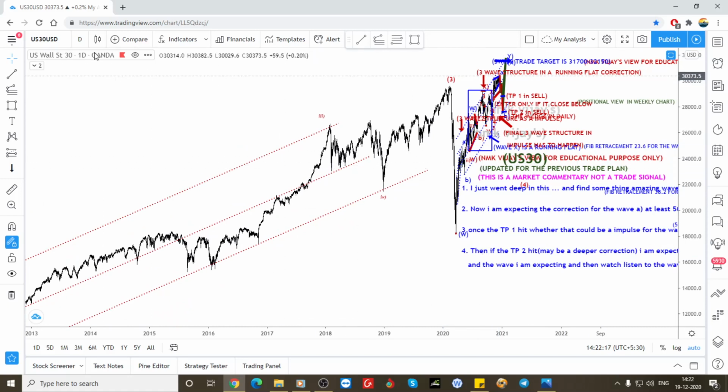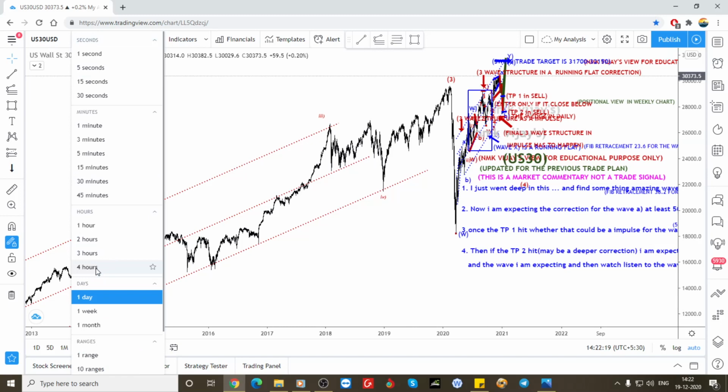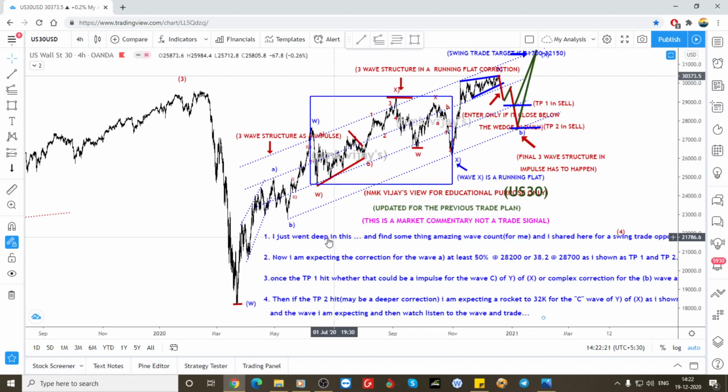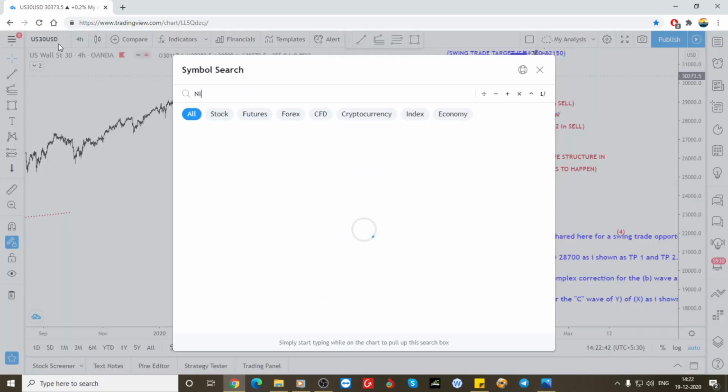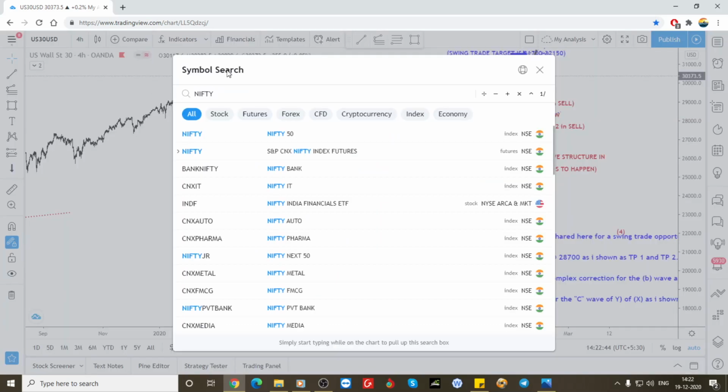In Nifty, I'm not able to identify, but in US30, this three-way structure really helps me. We are still in the correction. In US30, it looks like a three-way structure, but in Nifty, it is looking like a five-way structure. And then only I recognized that could be a very small B. Just for the sake of it, I will show you that.